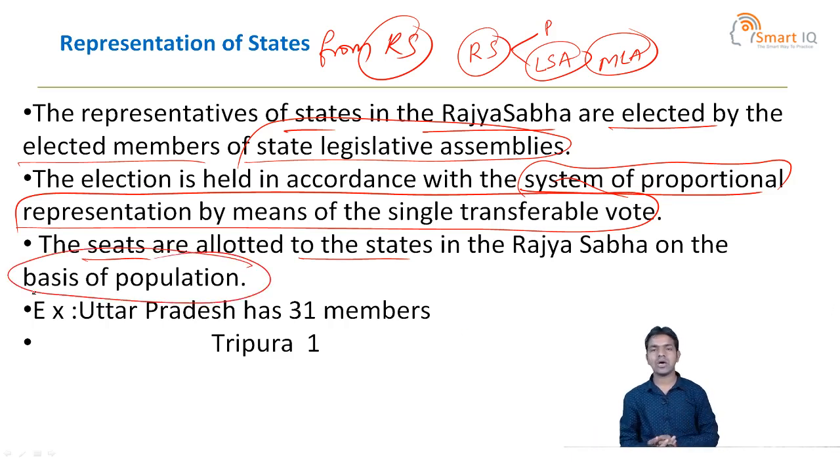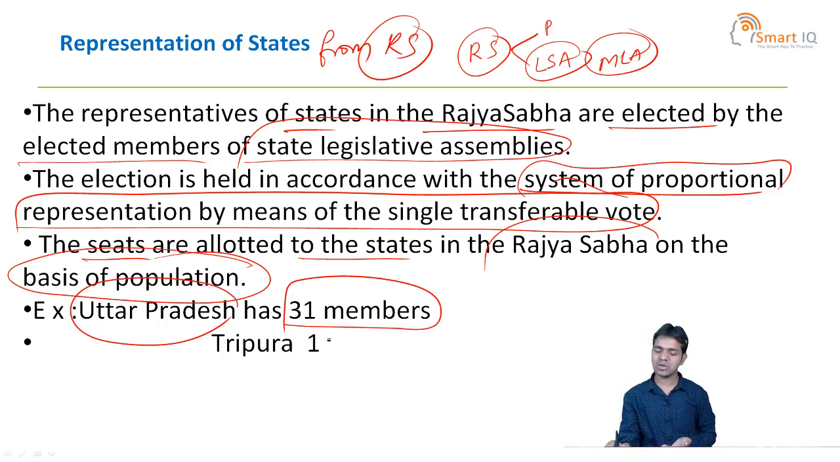The seats are allocated to the states in the Rajya Sabha on the basis of population, not on the basis of bigger territory. For example, take Uttar Pradesh, the largest populated state in the country, which has 31 members.